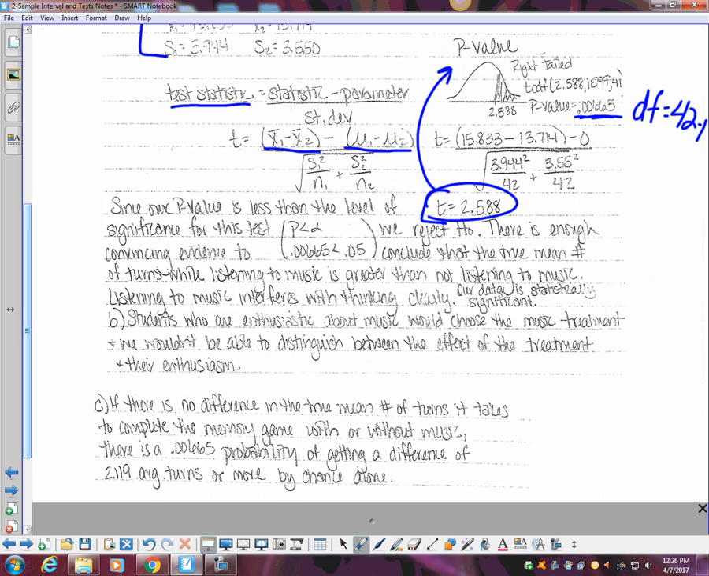And then C says, interpret the p-value. Okay, here we go, p-value. If there is no difference, so assuming the null is true, if there is no difference in the true mean number of turns it takes to complete the memory game with or without music, then there is a, and then there's your p-value, probability of getting a difference of by chance alone. Okay, so where's this number coming from?